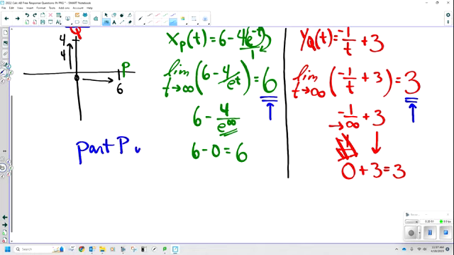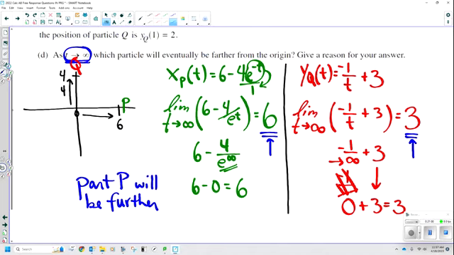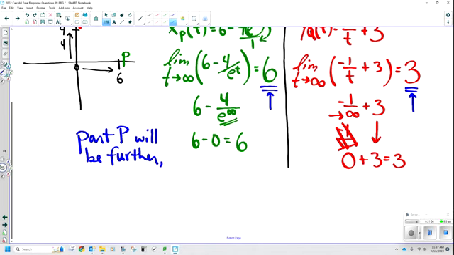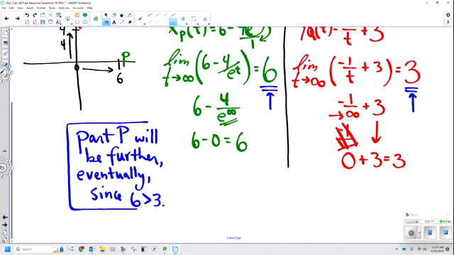Particle P will be further. And look up here, you see how it says eventually be further? I'm going to say will be further, comma, eventually. I like to use their words. Eventually, comma, since 6 is greater than 3. I mean, very basic explanation.